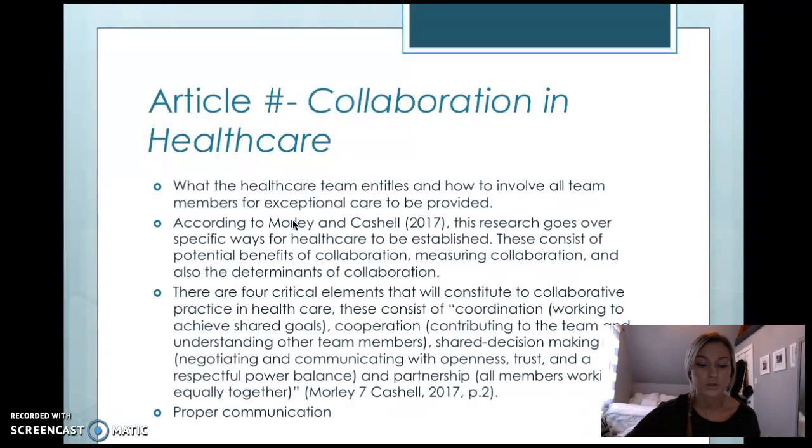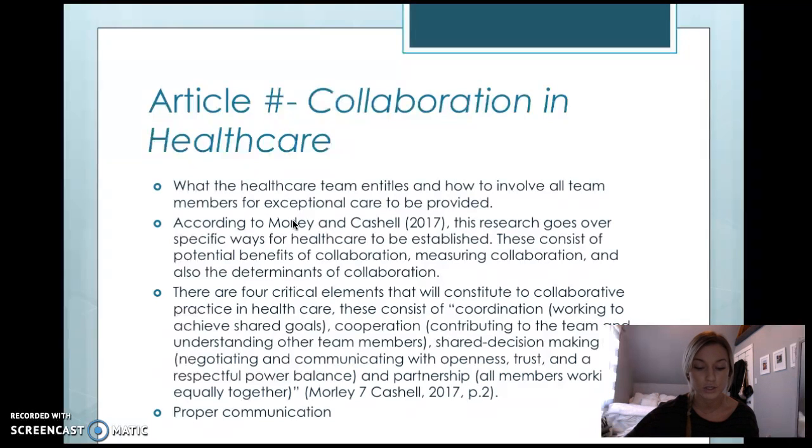When these multifunctional teams come together, there is a broad range of expertise, causing there to be different perspectives and experiences that help develop a plan of care. These teams can consist of patients, family members, and other stakeholders that ideally participate in the delivery of healthcare as part of a multifunctional team. When these multifunctional teams come together, they usually perform better than just traditional teams since there is such a broad perspective. According to Morley and Cashel, there are 4 critical elements that will constitute collaborative practice in healthcare.